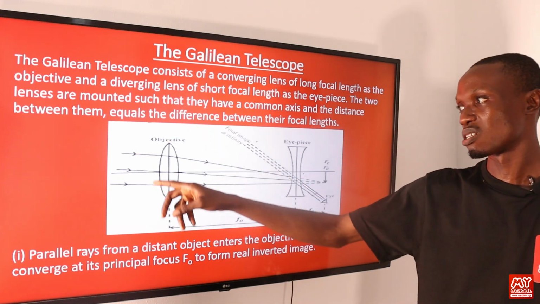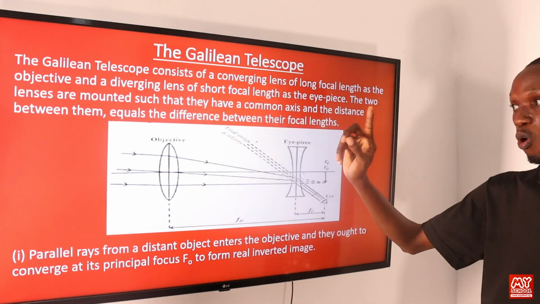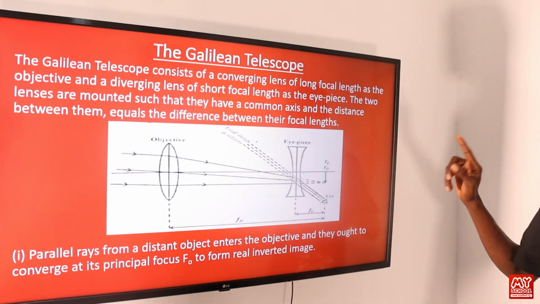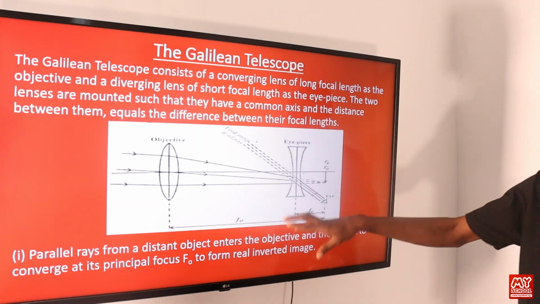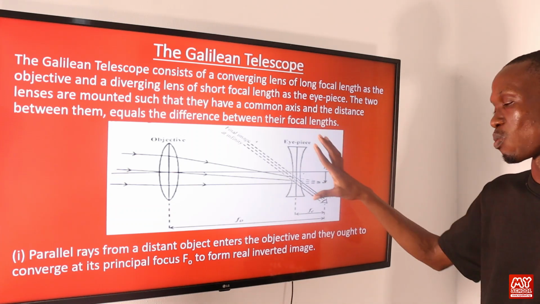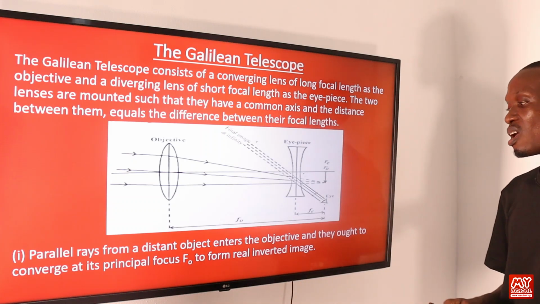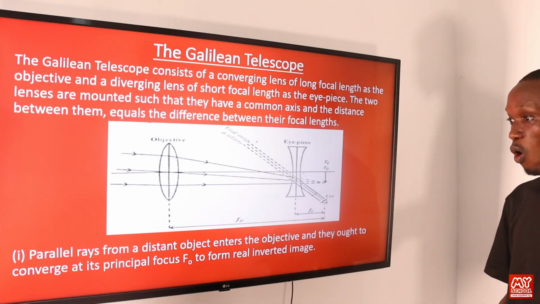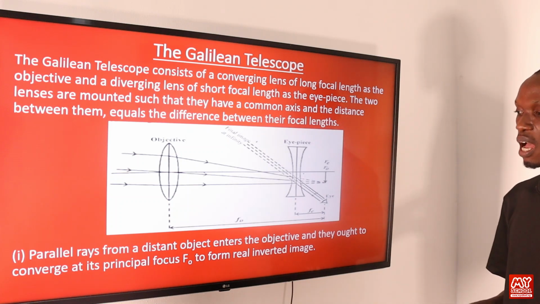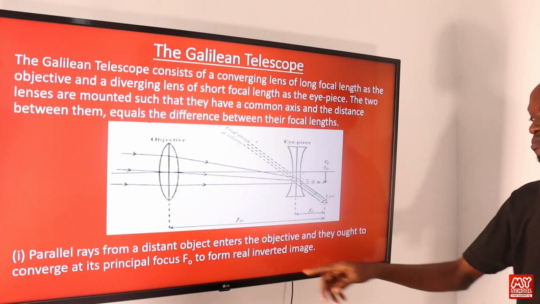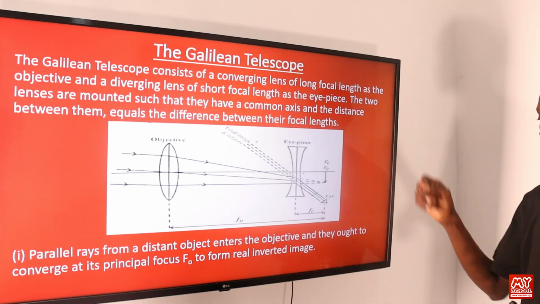So this is the objective lens, which is a converging lens, and this is the eyepiece, which is a diverging lens. So let's describe how the Galilean telescope works. One, parallel rays from a distant object enter the objective and converge at its principal focus f0 to form real, inverted images. Let's move to the next slide.